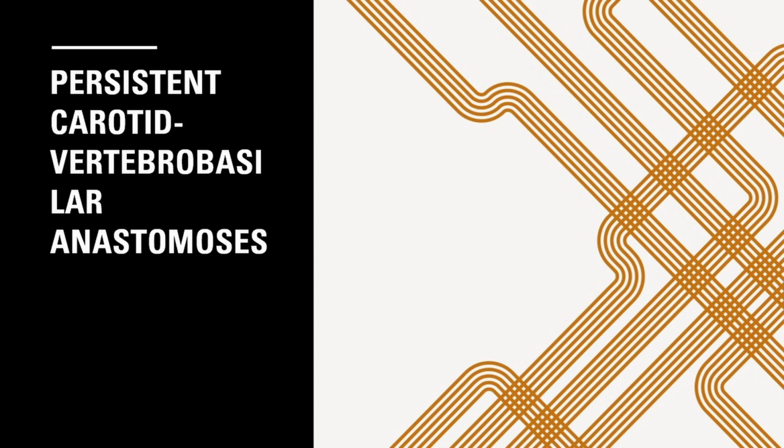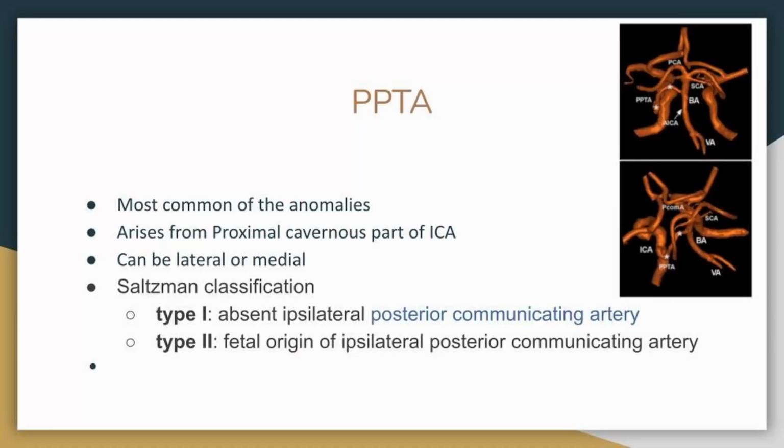So once you are aware of this, let's go back to our persistent carotid vertebro-basilar anastomosis. As I told, this is a rare thing, but among these, the most common is persistent trigeminal artery, also called persistent primitive trigeminal artery, PPTA. So where does it arise from? It arises from the proximal cavernous ICA. Which was the cavernous ICA? Cavernous ICA was C4. So it arises from the proximal part of the cavernous ICA and obviously connects to the vertebro-basilar system.